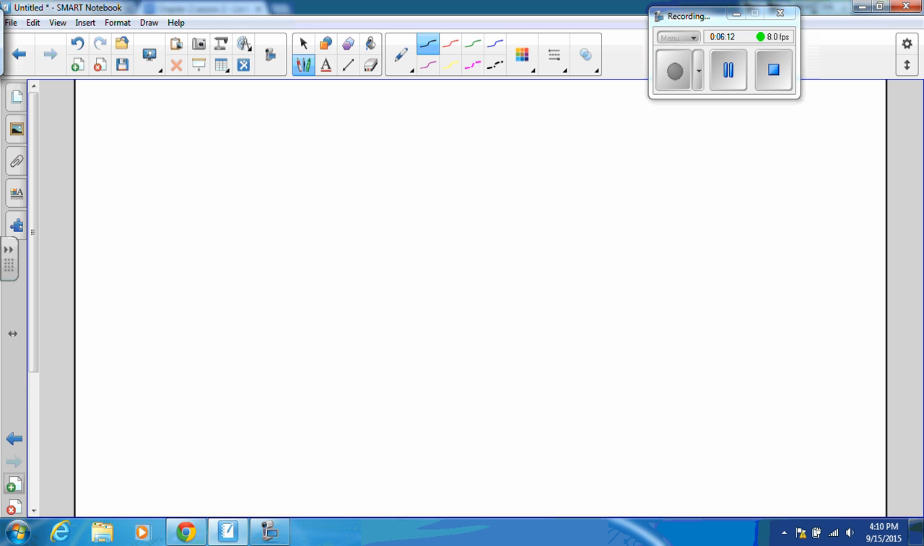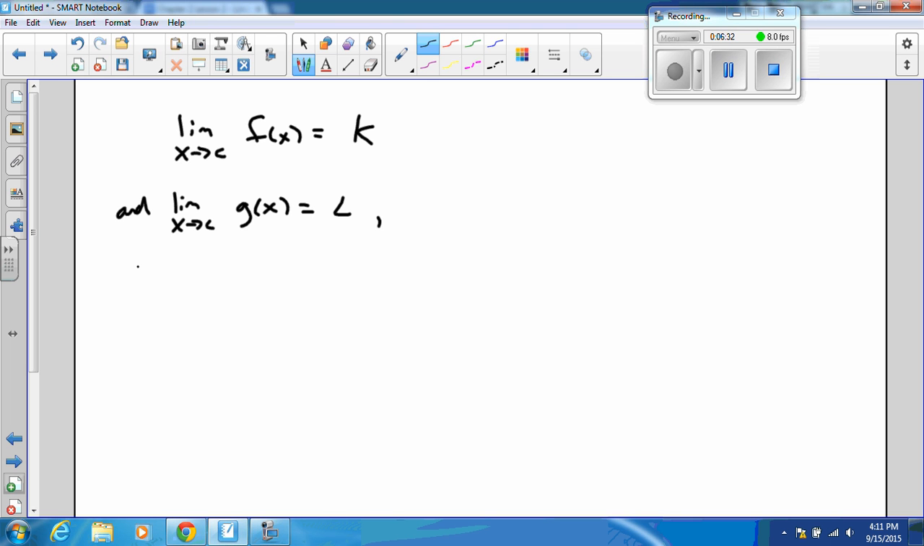It's posed in the form of a question. It goes like this. If the limit as x goes to c of f of x is equal to k, and the limit as x goes to c of g of x is equal to L, then what is the limit as x goes to c of 3f of x plus g of x squared?